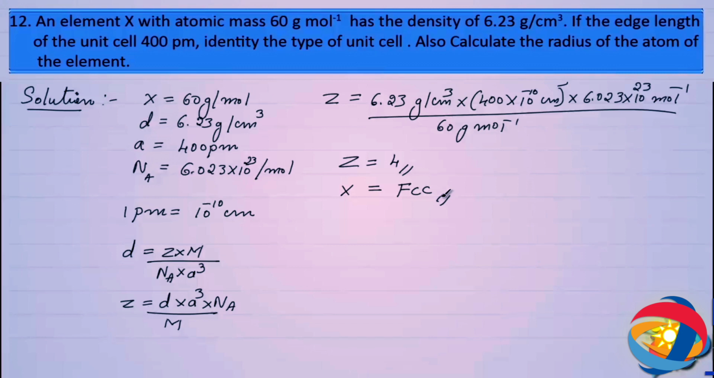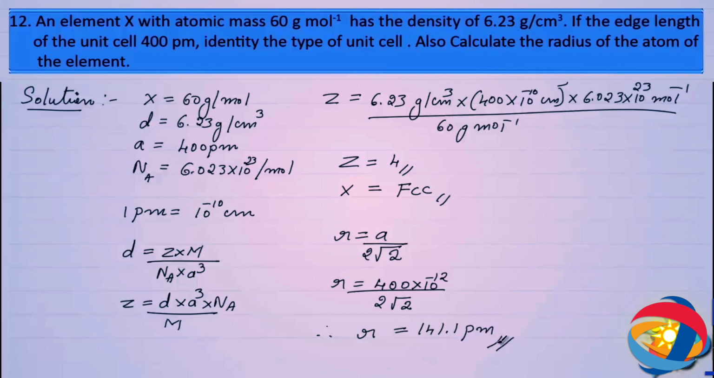We also have to calculate the radius, and we have the radius formula from the packing efficiency in FCC, which is given by R is equal to A by 2 root 2. On substituting the value of A, we get R is equal to 400 into 10 to the power minus 12 divided by 2 root 2. Therefore, the radius of the atom of the element X is equal to 141.1 picometer.